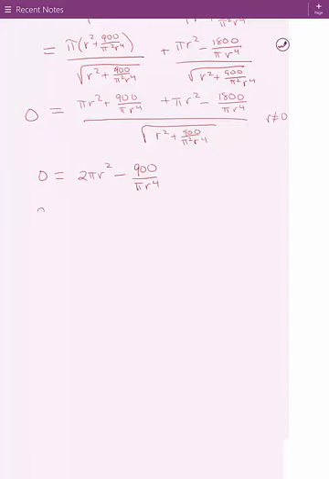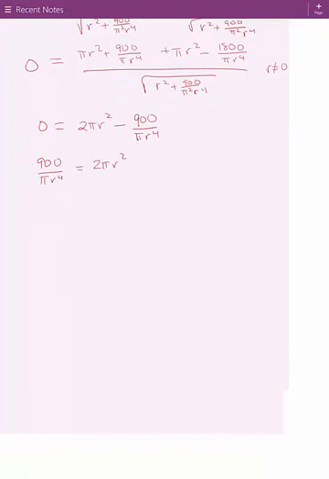So now adding the 900 over pi r to the fourth to the other side, and then multiplying pi r to the fourth to both sides would give me 900 equals 2 pi squared r to the 6. Dividing, and we get 450 over pi squared is r to the 6, or r is the 6th root of 450 over pi squared.